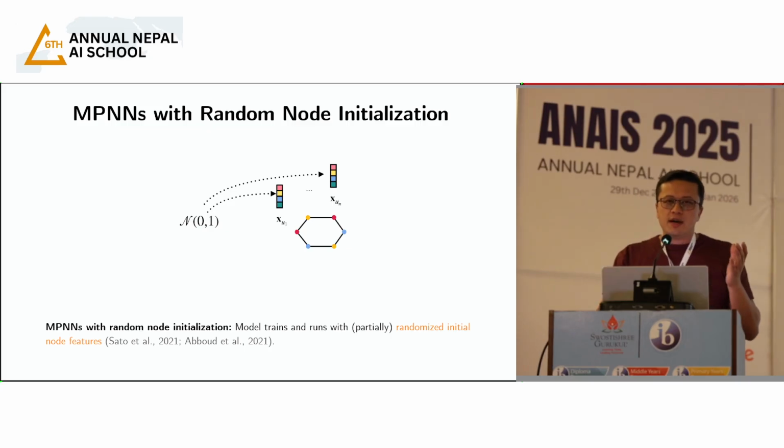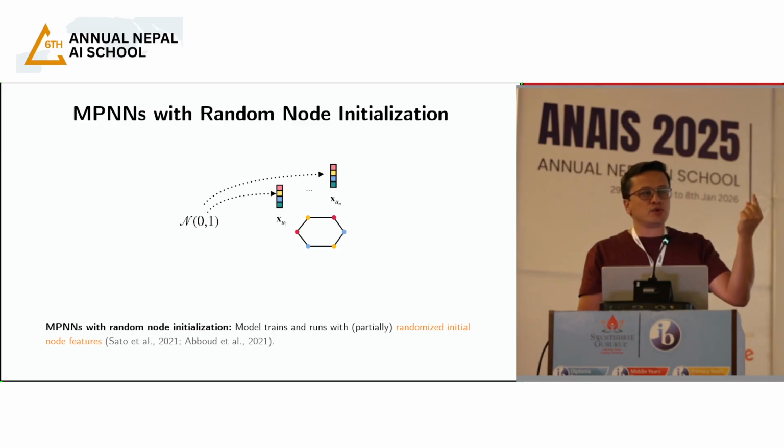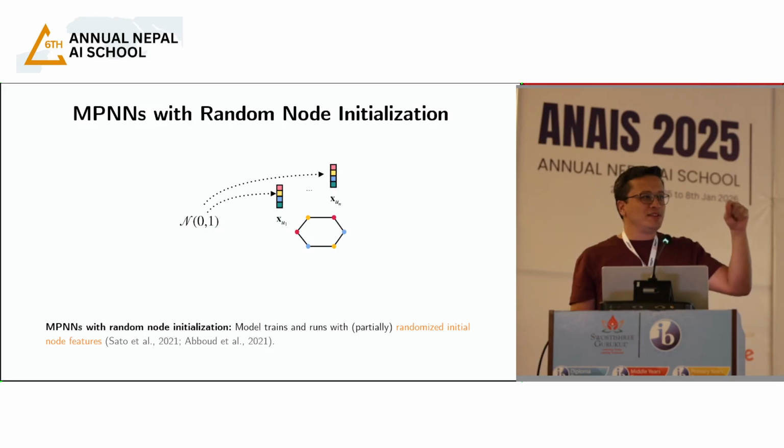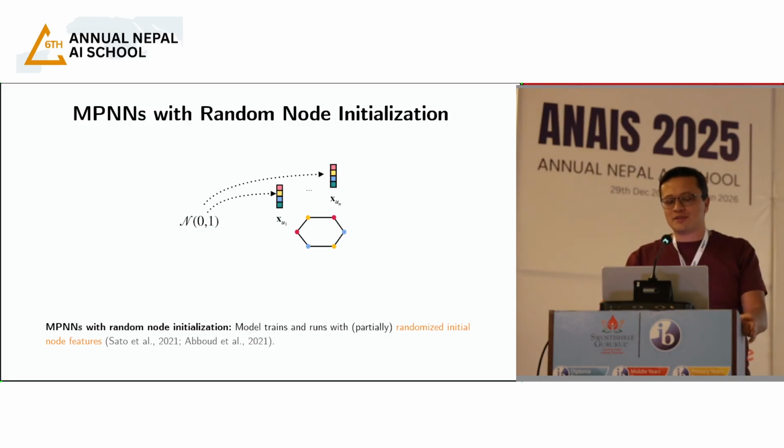What is the idea? The idea is, let's say we draw these random features from some Gaussian noise. We will still use the actual features, but there will also be features that will allow me to differentiate from the other features. Because with very high probability, now the features on the nodes will differ, right? Because I'm drawing them from this random distribution.